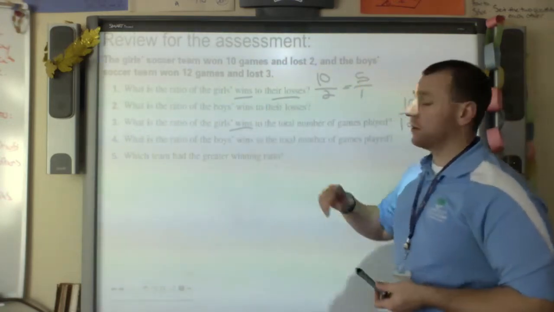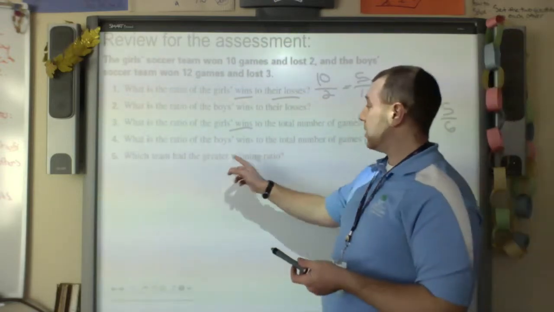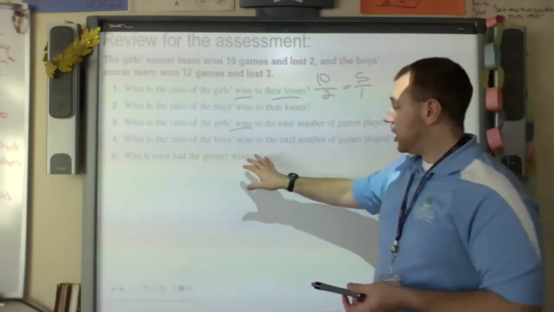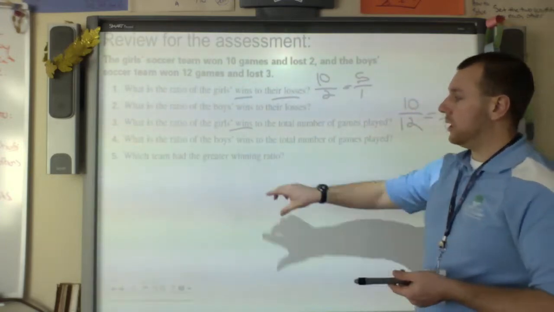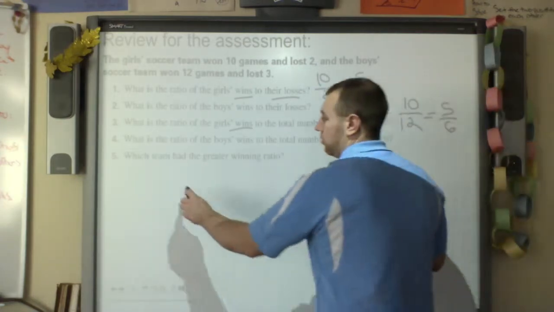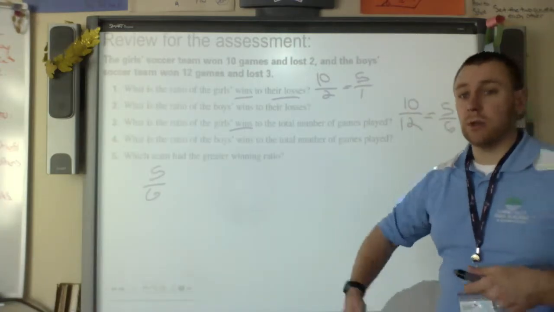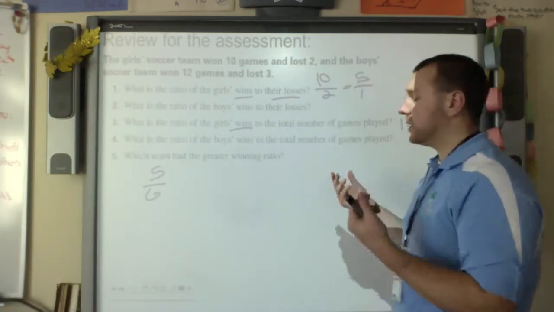And you would do the same thing with the boys. So what you do at the end is ask which has the greater winning ratio. What you would actually do is the division. So in this case, it would be 5 divided by 6. You would get that decimal. You would compare the two decimals, see which one's better.